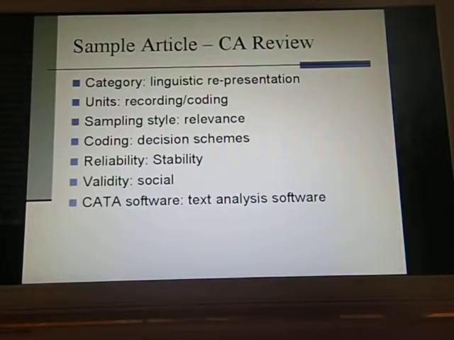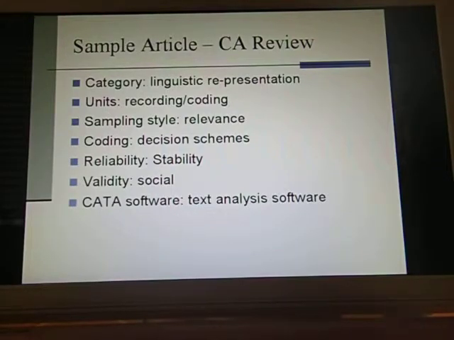The coding that I believe was used was decision scheme, and that's because each incident was looked at separately from the rest. It was then placed into a category where it was similar in context and meaning. If the incident didn't fit into any of the current categories, they created a new category for it. So each incident was looked at individually by itself. So we have a decision scheme that was created for the coding.